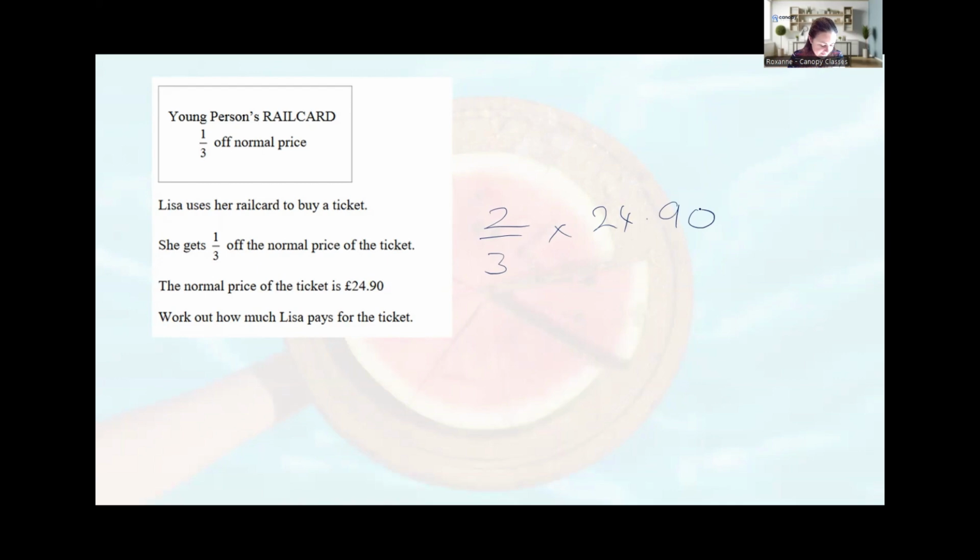So 90 divided by 3 is going to be 30 pence. The 24 divided by 3 is going to be 8. So we've got £8.30. That's 1/3. Times that by 2, and we get £16.60. And that's how much Lisa would be paying for her ticket.